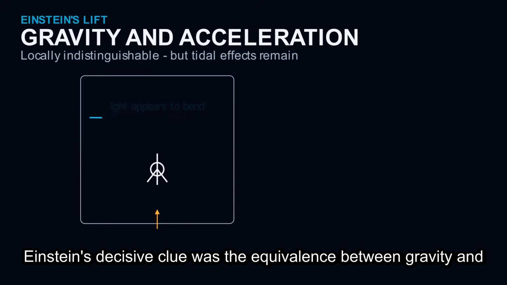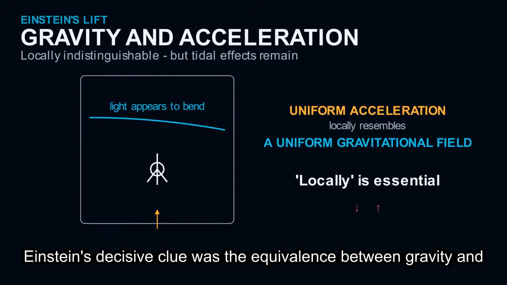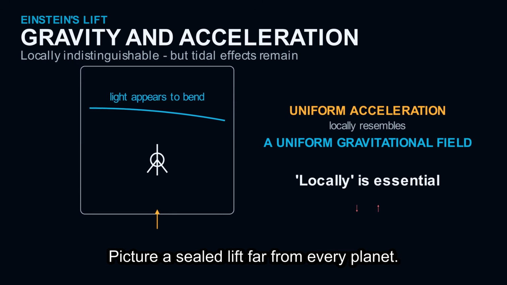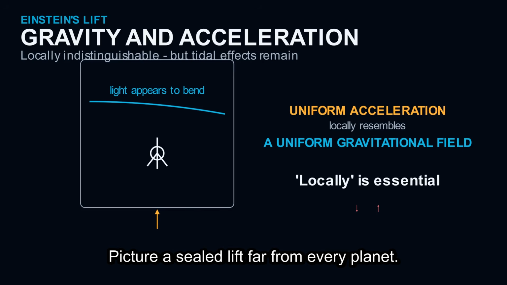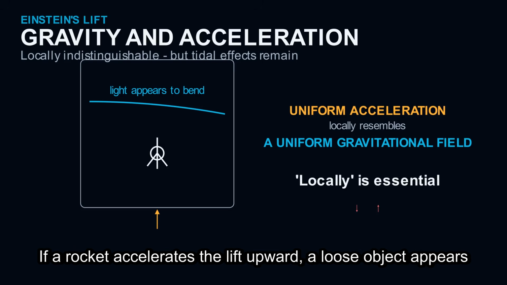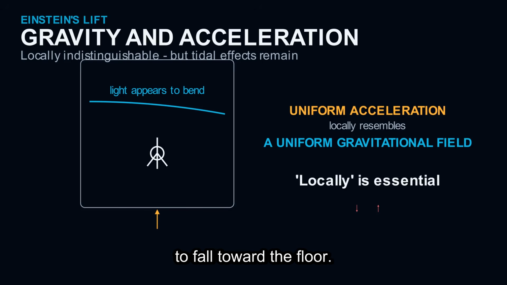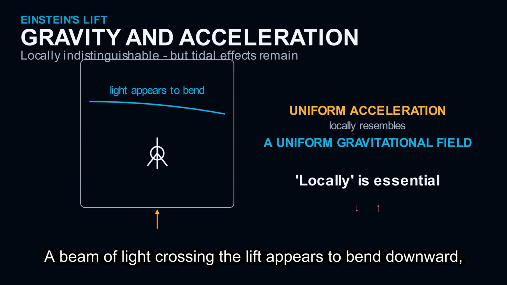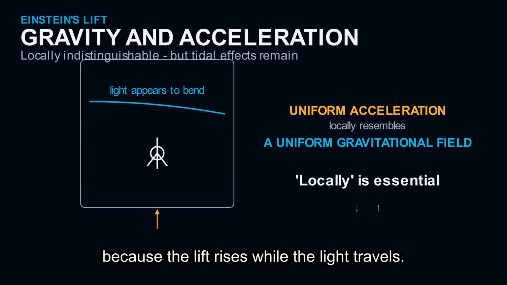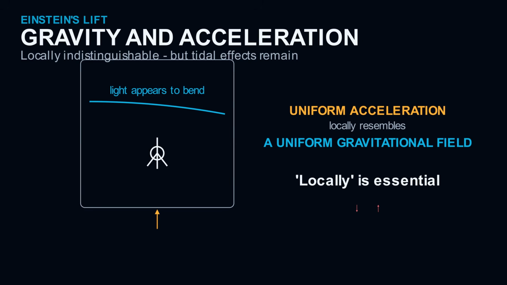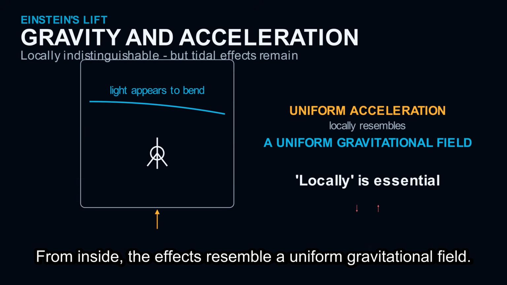Einstein's decisive clue was the equivalence between gravity and acceleration. Picture a sealed lift far from every planet. If a rocket accelerates the lift upward, a loose object appears to fall toward the floor. A beam of light crossing the lift appears to bend downward, because the lift rises while the light travels. From inside, the effects resemble a uniform gravitational field.